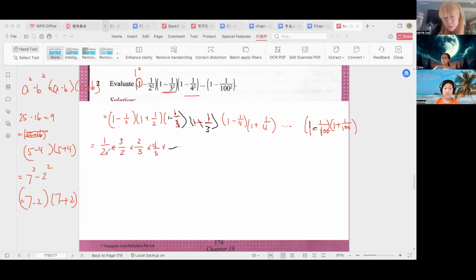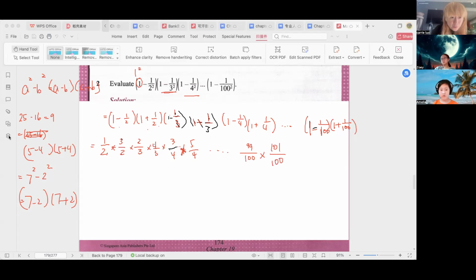So 1 minus half equals half. 1 plus half equals 3 over 2. 1 minus 1 over 3 equals 2 over 3. So 1 minus 1 over 4 equals what? It equals 3 over 4. And 1 plus 1 over 4 equals what? 5 over 4. Thank you. Okay, so now dot, dot, dot. The last one is what? 99 over 100 times 101 over 100.